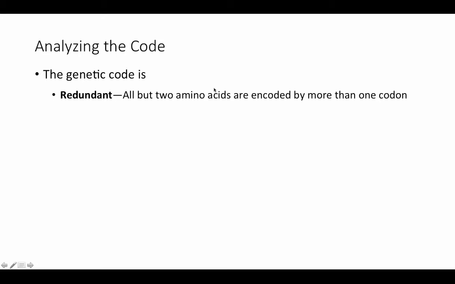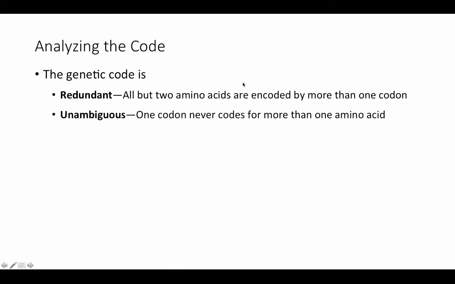Particular amino acids can be encoded by more than one codon, but it is unambiguous. So that means that each codon codes for one and only one amino acid. It never codes for more than one amino acid. So what do we mean when language is ambiguous? That means that it can mean more than one thing. So if we say something unambiguously, it only can mean one particular thing. So that's what we mean when we say the genetic code is unambiguous. A single codon can only mean one thing. It means one amino acid. But there can be more than one codon that codes for that amino acid.